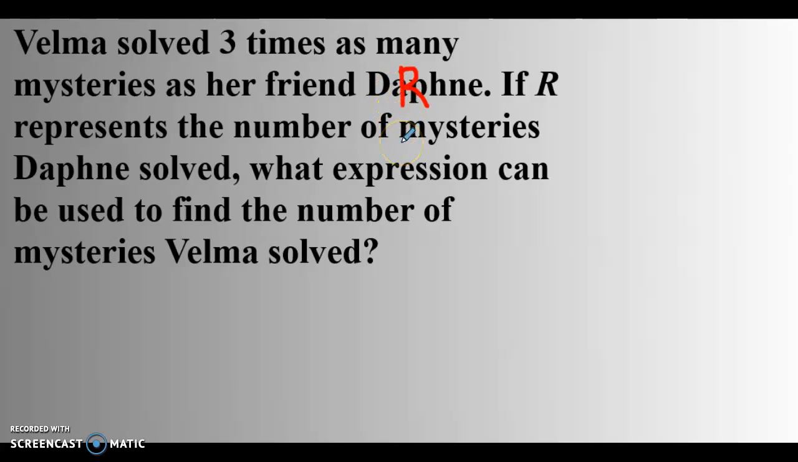Now I have to write the expression to show how many Velma has solved. Well, Velma has solved 3 times as many mysteries as Daphne. So whatever Daphne has solved, Velma has solved 3 times more than that, so times 3. You can either write it like that, or you can take out the dot and just put the variable right up next to that number. So, for example, if Daphne has solved 10 mysteries, then 3 times 10, Velma solved 30. 3 times whatever Daphne solved. If Daphne solved 8, then 3 times 8, Velma has solved 24 mysteries.